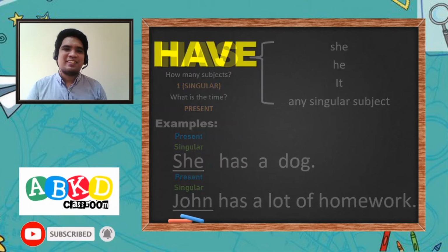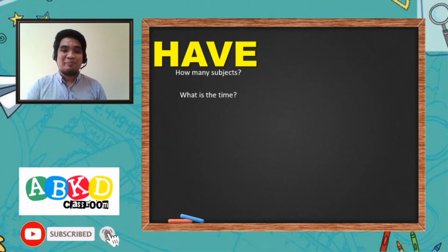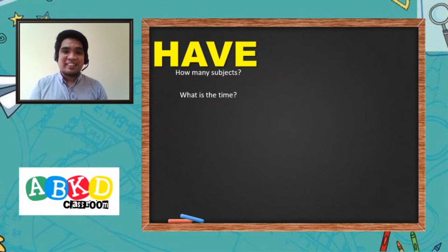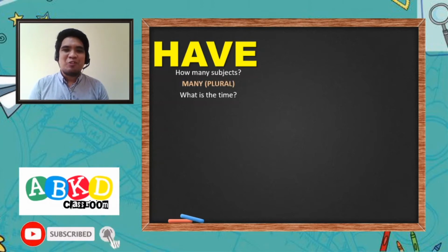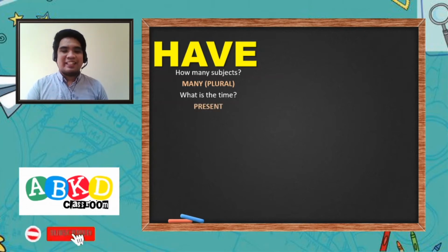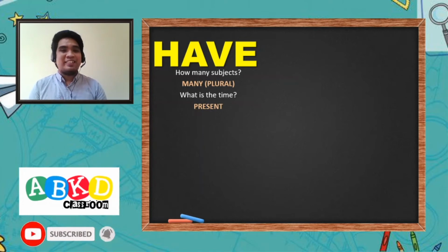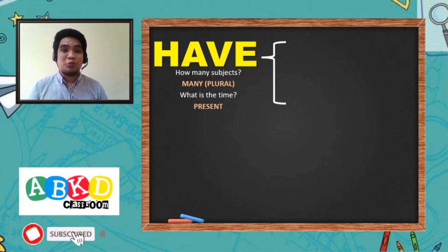Okay, next, let's have the word have. Kailan natin ginagamit to? Let's ask the same questions again. Ilan si subject at ano yung oras ng sentence? Okay, for example, sa subject natin, we have many or we are talking about plurality. Pagdating naman sa time, it is in present. So, ibig sabihin, si has sa singular, si have naman kay plural. So, what are the example of words that we can use?